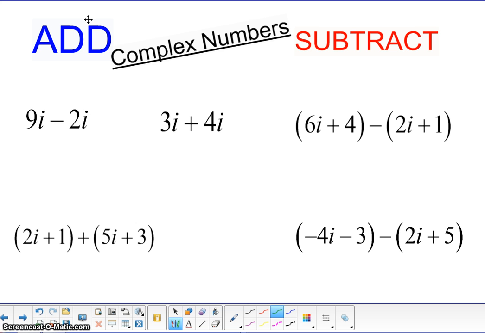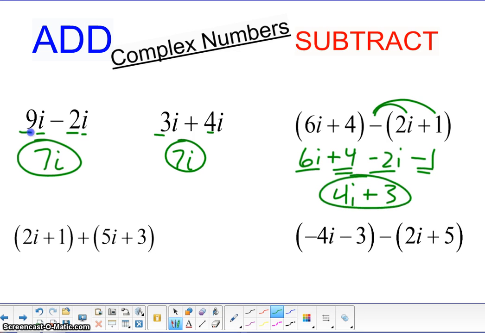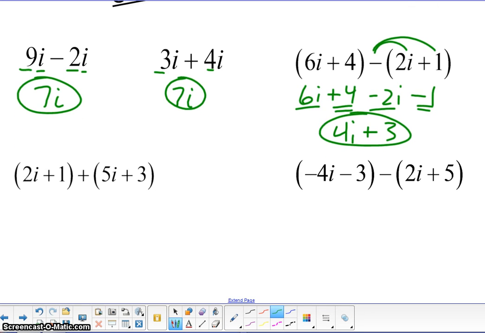When adding and subtracting complex numbers, treat the variables the same as we always have done. What I mean by that is you take the leading coefficients and subtract those. So you have 7, and then the i is going to remain in the answer. And this one, 3 plus 4 is 7, so we again get 7i. On this one, we're going to have to distribute that negative so we do not make any mistakes on what the signs are. So 6i minus 2i is 4i, and then 4 minus 1 ends up being 3. So 4i plus 3 would be your answer.